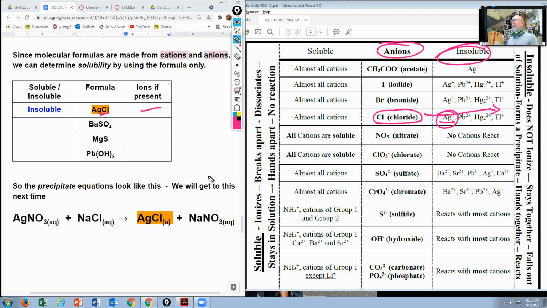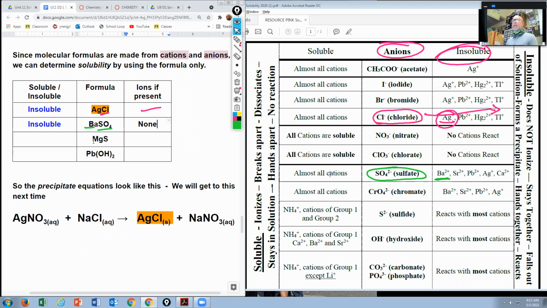Let's go to barium sulfate. So down here, this is barium. This is sulfate. Okay, so let's look at sulfate. Let me change the color. We'll go to green. So here is sulfate. We're working with sulfate, right? Now we have to find barium. Is barium in the soluble side or the insoluble side? Oh, there it is right there. Barium sulfate is insoluble. So you would write insoluble here. And then over here, you might just write none.